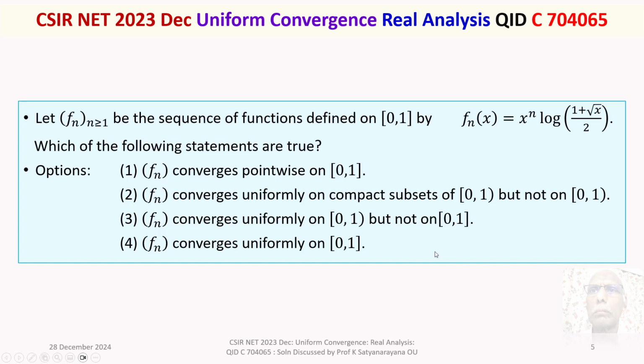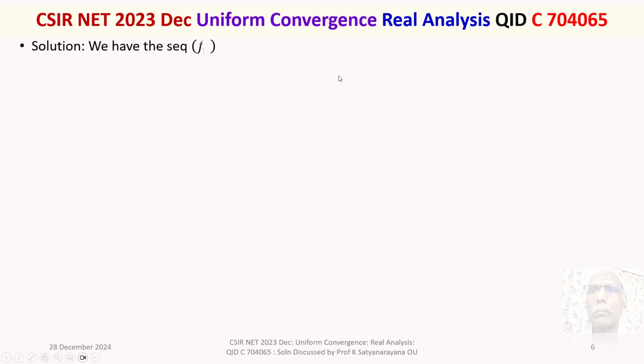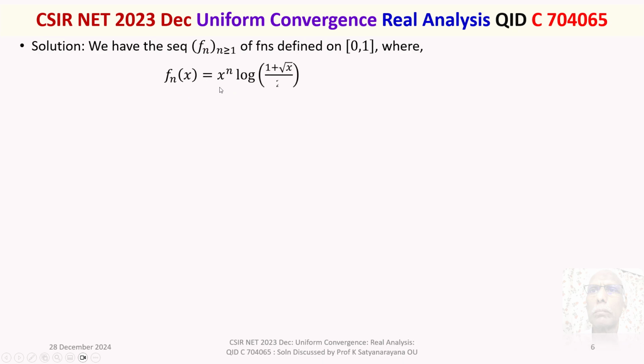So the question is basically talking about the pointwise and uniform convergence of the given sequence of functions. Let's now discuss the solution of the problem in detail. We have the sequence Fn, n equal to 1 to infinity, of functions defined on the closed and bounded interval 0 to 1, where Fn(x) is given by x^n into log of (1 + root x)/2, where x belongs to the closed interval 0 to 1. Let us take up the options one by one.